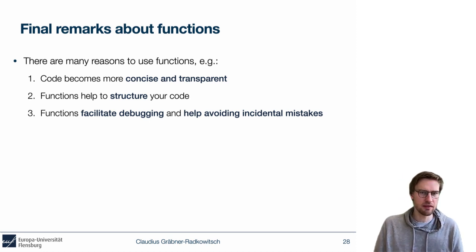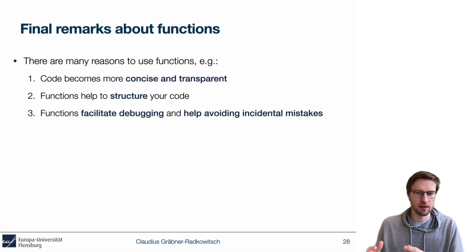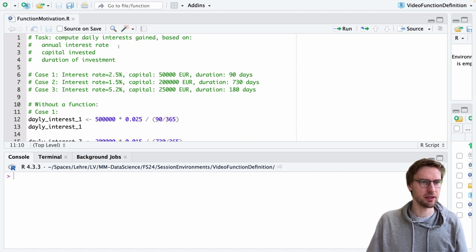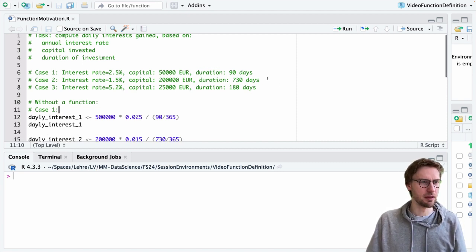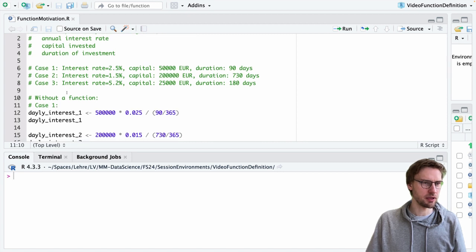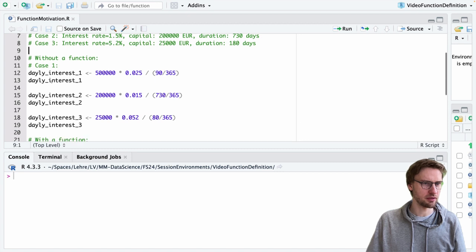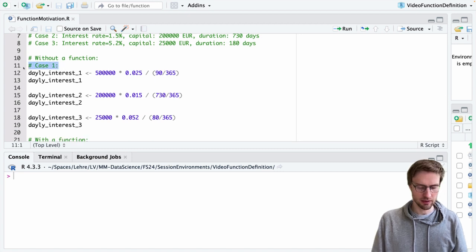So let's look at these 3 arguments in the context of the function we've just written to solve the exercise. So let's look at the case we just covered. We were asked to compute daily interest rates based on the annual interest rate, capital invested, and duration of the investment. Here, just 3 example cases to which we could apply our function. But first, look at the case where we do all this without the function. We have here case 1, case 2, case 3.